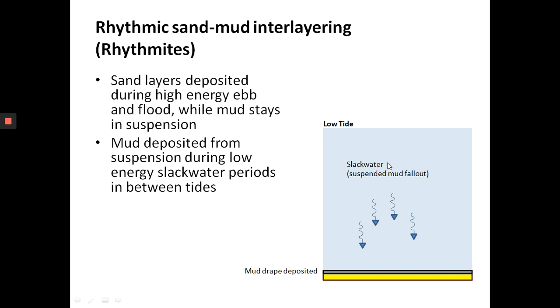The velocity is low enough that any particles in suspension, most of the time mud, clay, and silt, will start to fall out from suspension and lay down a mud bed here. This mud layer we call a mud drape. It is draping, it is covering the sand layer below. Okay, so mud is deposited from suspension during low energy slack water periods in between tides.